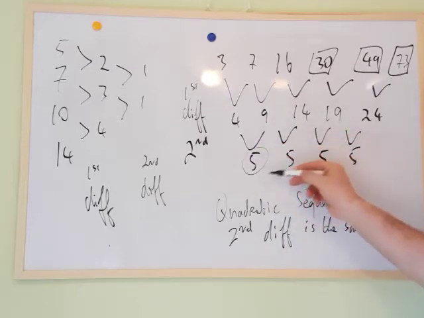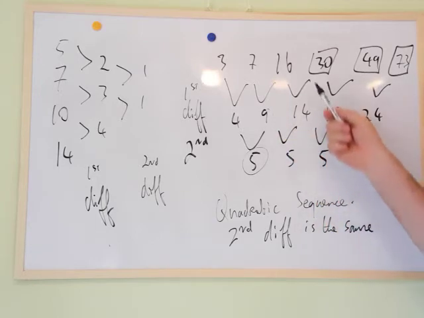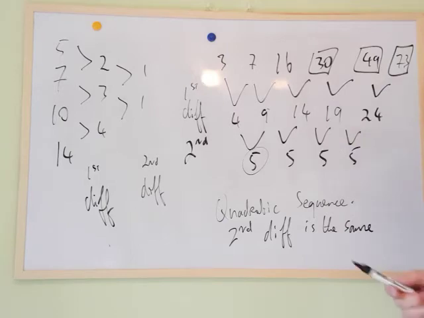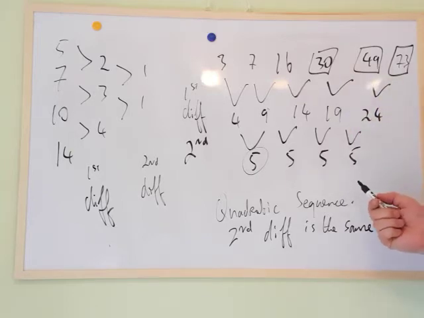Once I have the second difference, I work backwards. 9 plus 5 is 14. 16 plus 14 gives me my next number in the sequence, 30. 14 plus 5 is 19. 19 plus 30 gives me 49. That's the second term that I need to find in my sequence. 19 plus 5 is 24. 24 plus 49 is 73. And that is how you do a question like this.